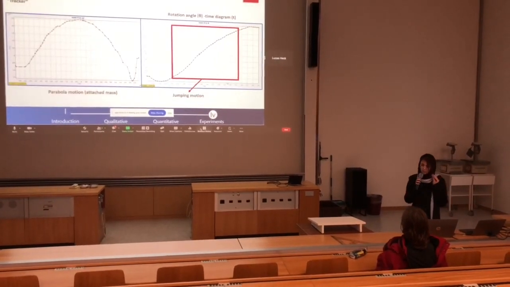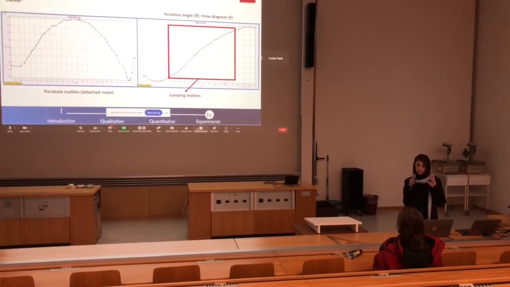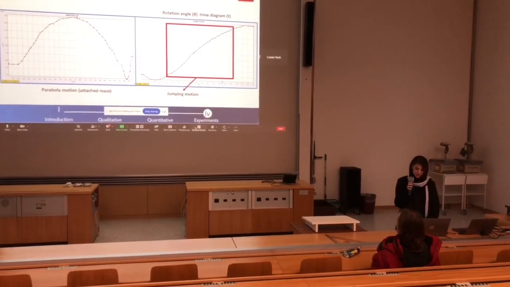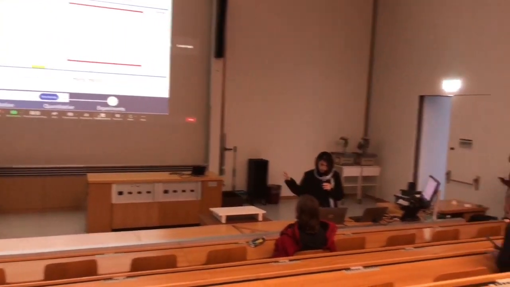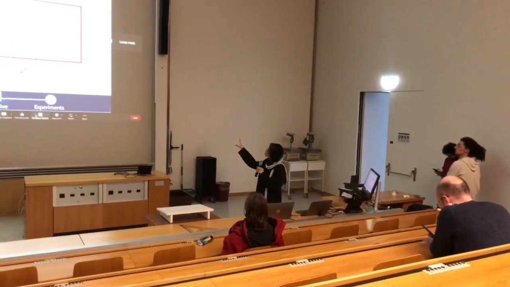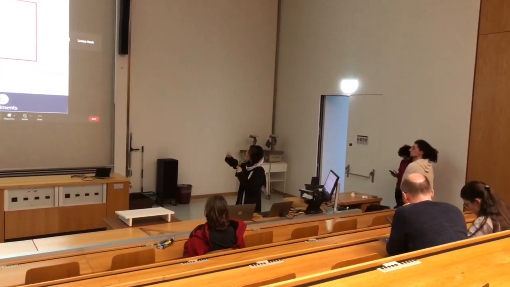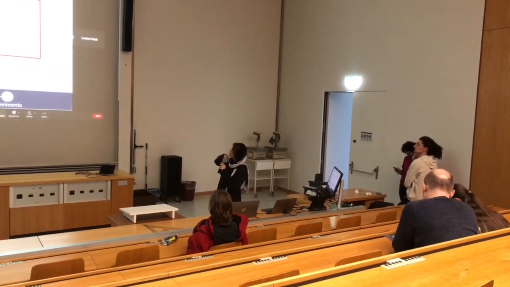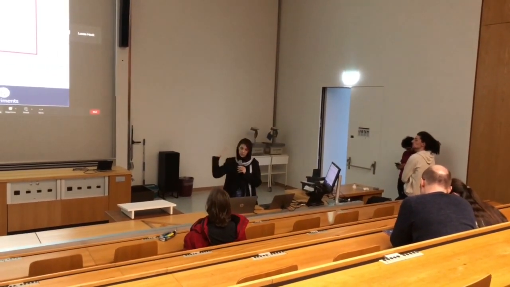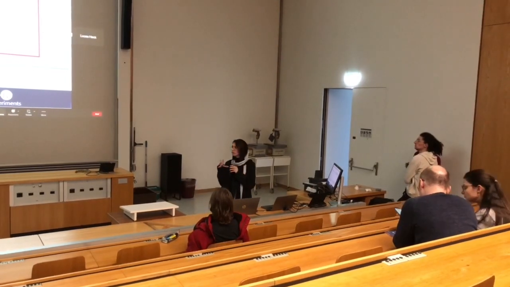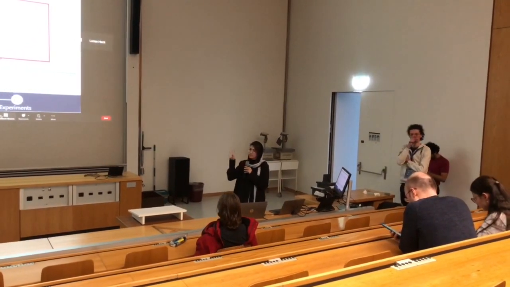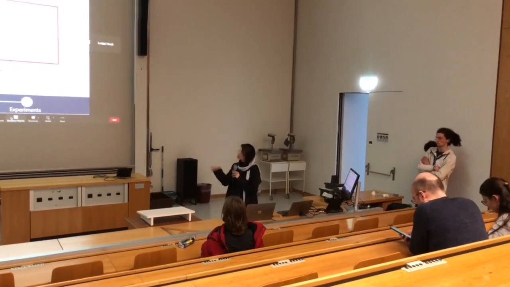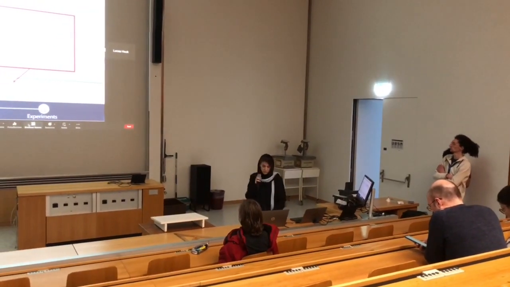Now, to see where the jumping motion happens, we have this ascending trend here in the diagram of theta, the rotation angle, versus time. We can see that the part where the diagram is increasing is where the jumping motion happens. And as I said, we will have a parabola shape if we follow the mass that is attached to the hoop, which can be seen on the left side.